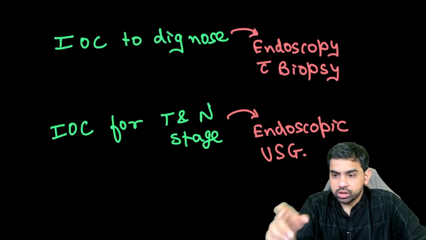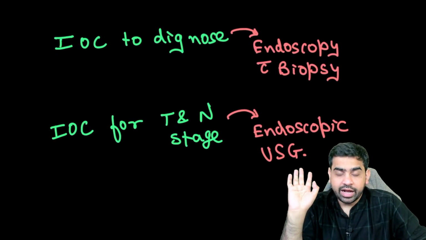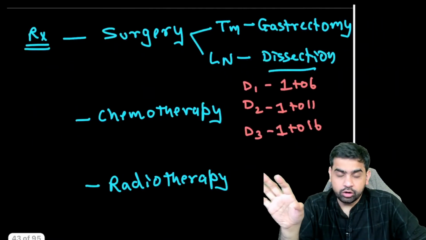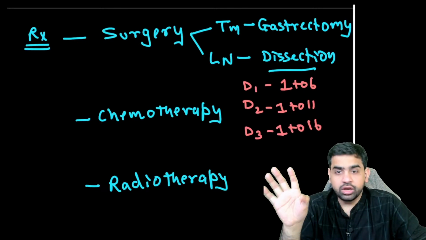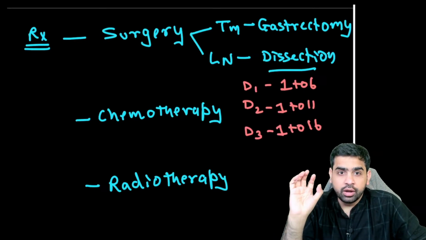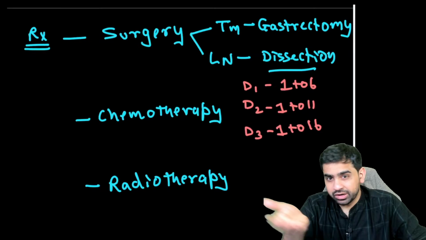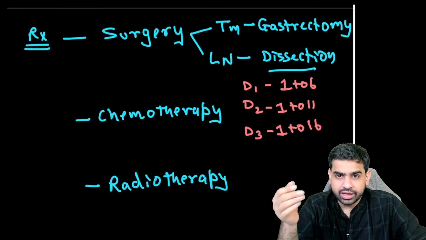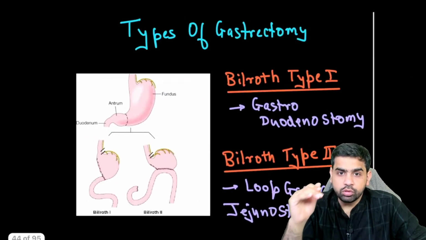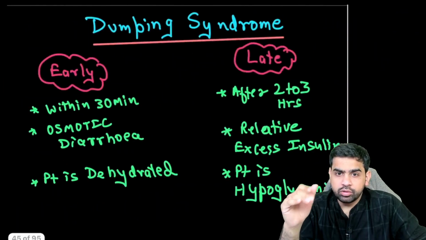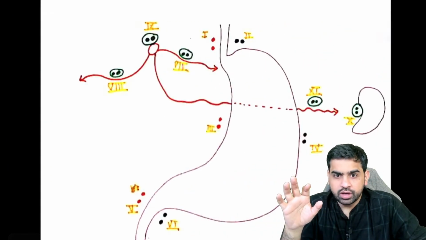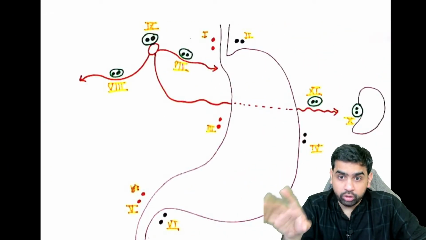The investigation of choice to diagnose is definitely upper GI endoscopy with biopsy, and the investigation of choice for T and N staging is endoscopic ultrasound. When you talk about surgery, whenever you have a patient with gastric cancer, you have to do a partial or complete gastrectomy. Along with that, you have to remove the lymph nodes. What are the lymph nodes which you remove? The D1, D2 stations of lymph nodes. These are important. Sometimes they ask you.